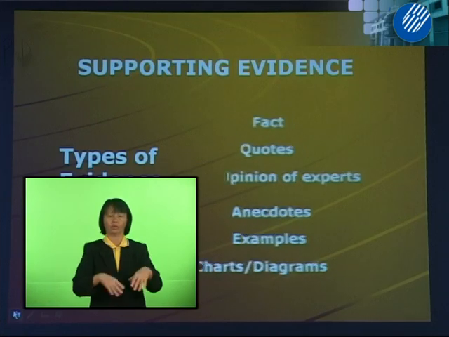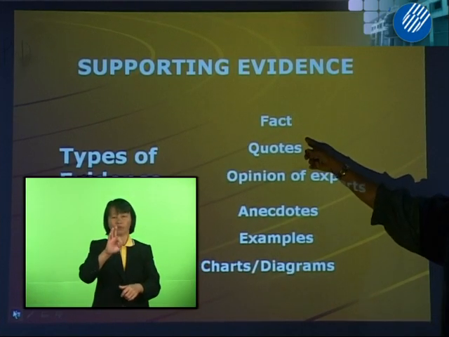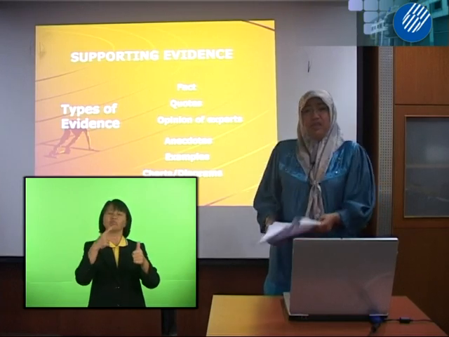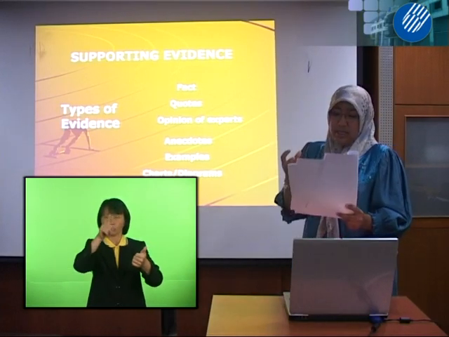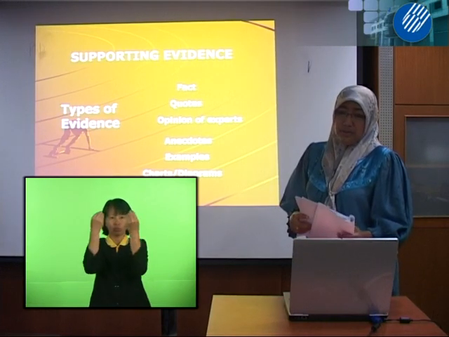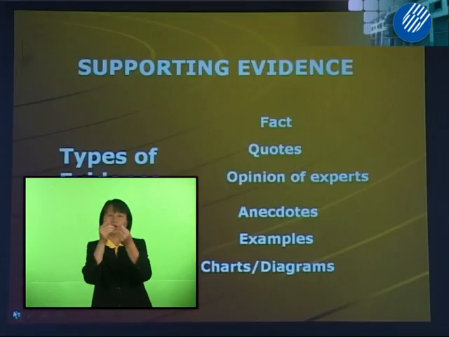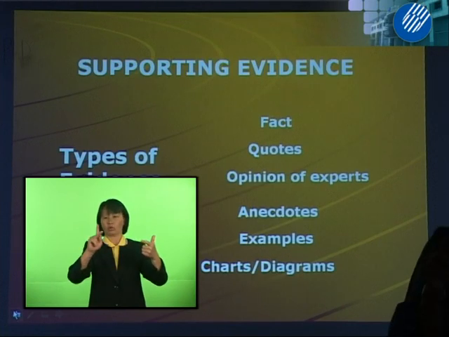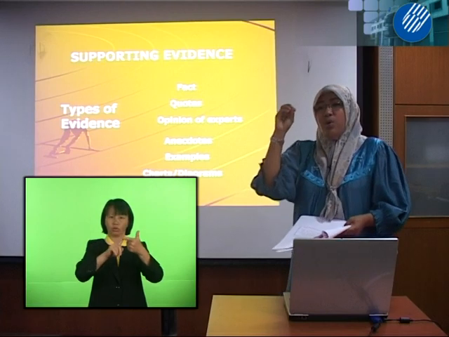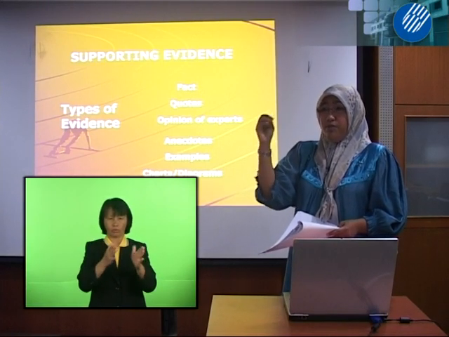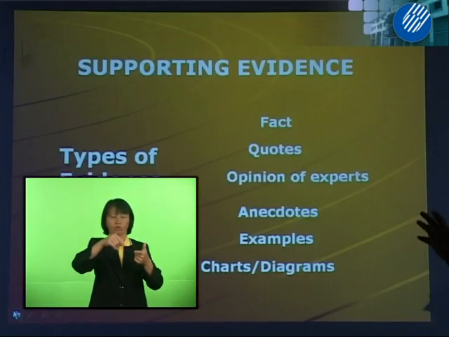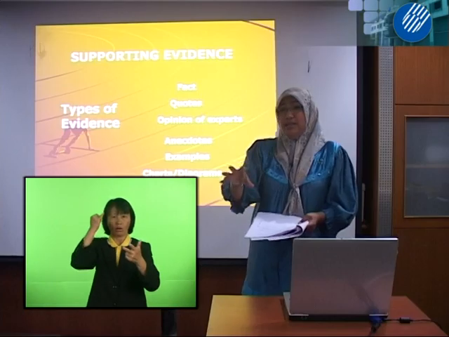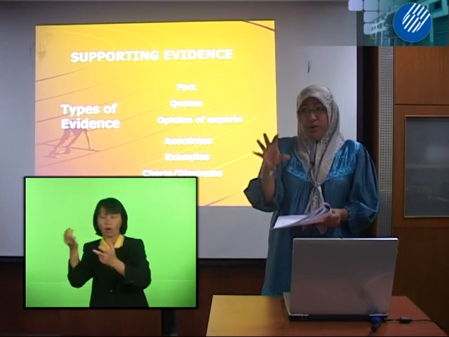So remember, students, you need types of evidence. The first type of evidence is fact. What is fact? Fact is information from something that actually exists in reality, for example, statistics. The next one is quotes, where you get comments from a credible source. Remember not to overuse this, and you must always cite where you take the quotation from, or else it can be plagiarism. The next one, opinions of experts, from experts in the subject of your writing only.